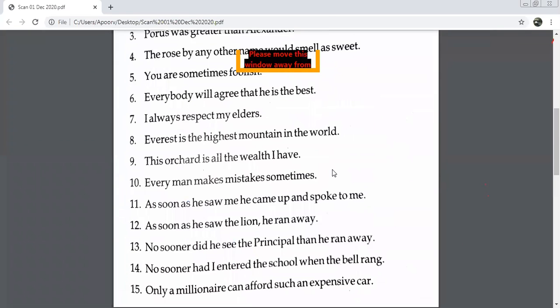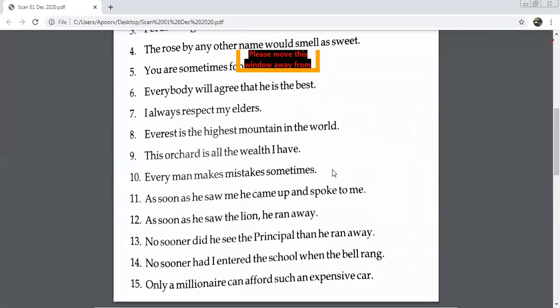Only a millionaire can afford this. This one is again a difficult one. Tell me the last one. Not everyone can afford such an expensive car. Yes, except this car. So, very good, children.